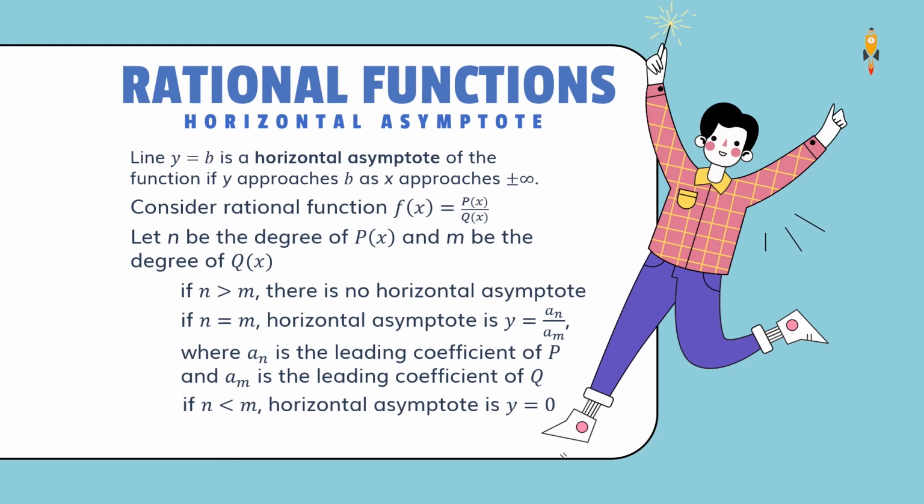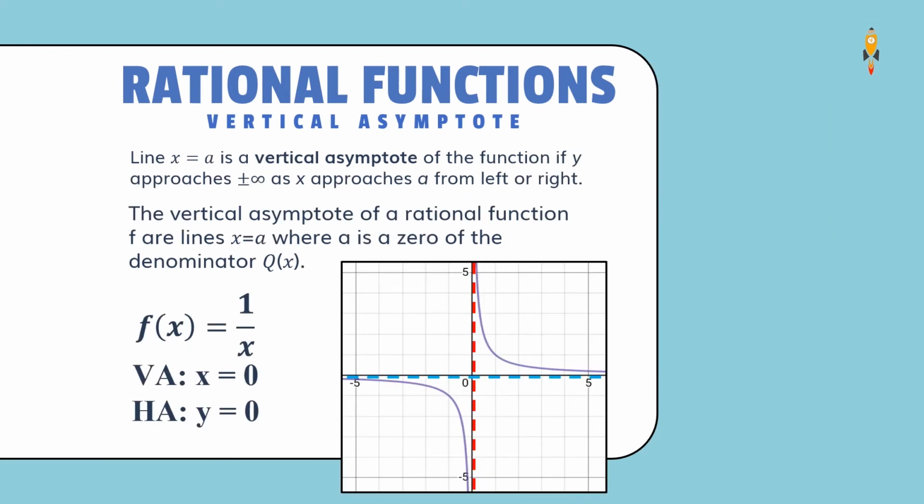If n is greater than m, the rational function f has no horizontal asymptote. If n is equal to m, the horizontal asymptote is the line y is equal to a sub n divided by a sub m, where a sub n is the leading coefficient of p and a sub m is the leading coefficient of q. If n is less than m, the rational function f has the horizontal asymptote y is equal to 0. We also have vertical asymptotes.